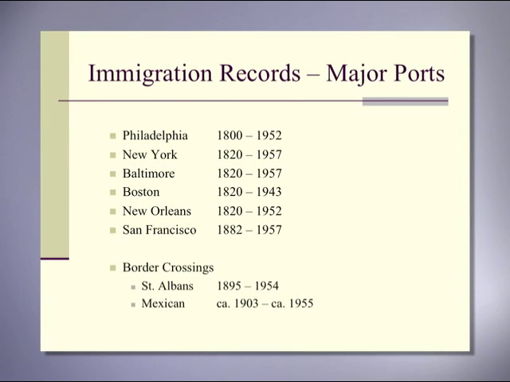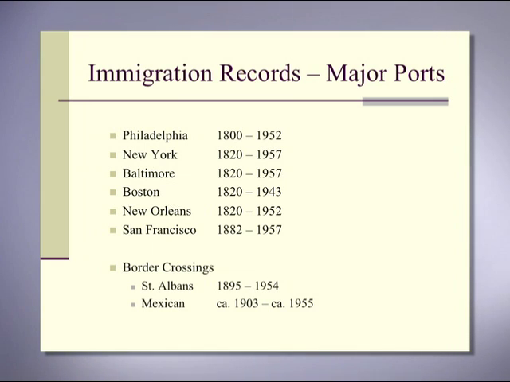On the screen, you'll see a list of some of the major ports that we have relating to immigration. Within those ports, you'll see records for the Port of Philadelphia, which range from 1800 to 1952, for the Port of New York from 1820 to 1957, Baltimore for 1820 to 1957, New Orleans from 1820 to 1952, and San Francisco from 1882 to 1957.